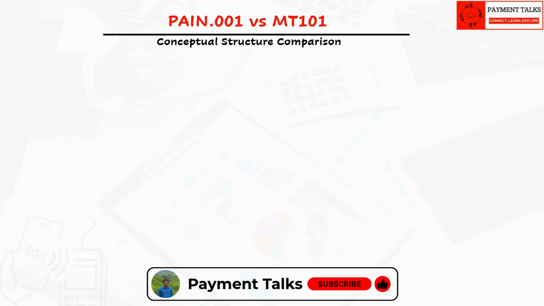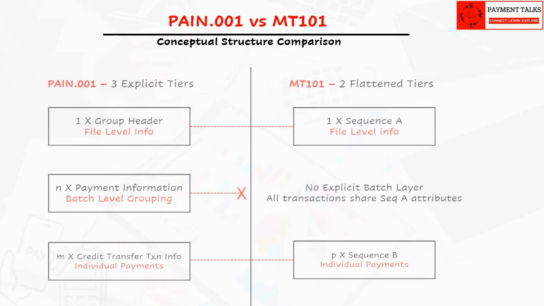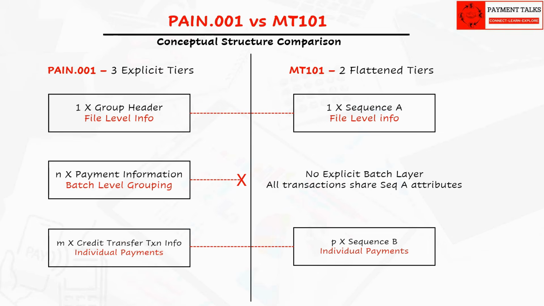Now that we understand both the structures clearly, we shall compare both the structures side by side to understand the differences. As you can see, the core conceptual differences are: first is hierarchical depth, 3 levels versus 2 levels. PAIN.001 has clear file, batch and transaction differentiation, whereas MT101 has only file and transaction levels. Batch concept is implied and not explicit.